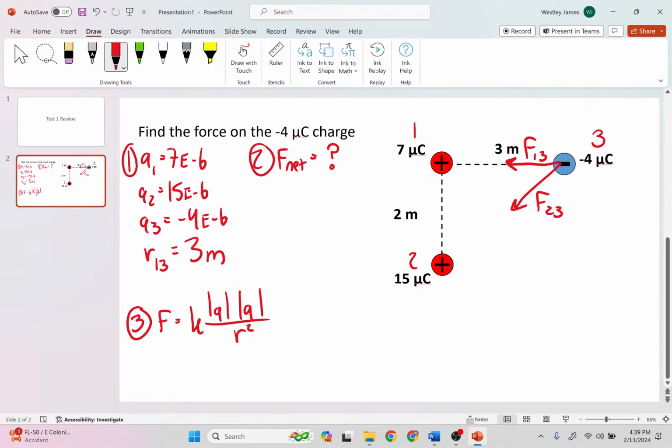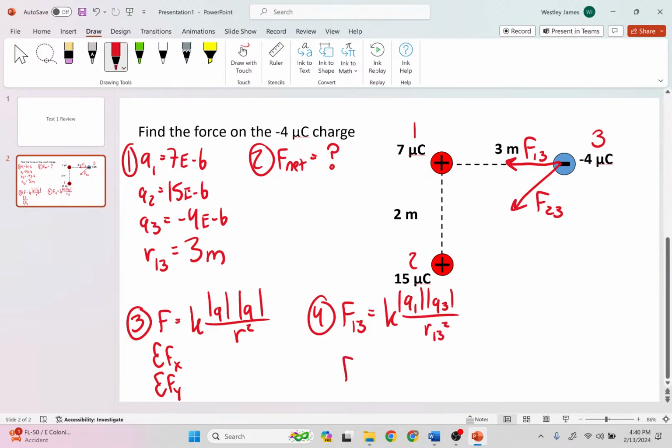So, F13, and then we'll sum up our forces in the X and we'll sum up our forces in the Y. So F13 is going to be K, absolute value of Q1, absolute value of Q3, all over R13 squared. That's easy. We have all that information. F23 is going to be K, absolute value of Q2, absolute value of Q3, all over R23 squared.